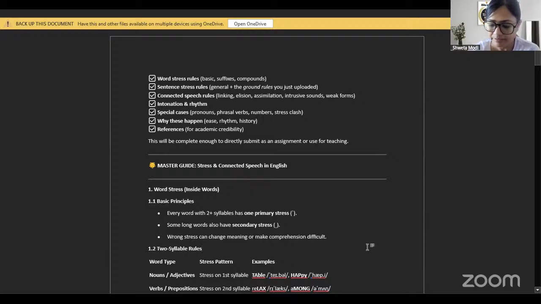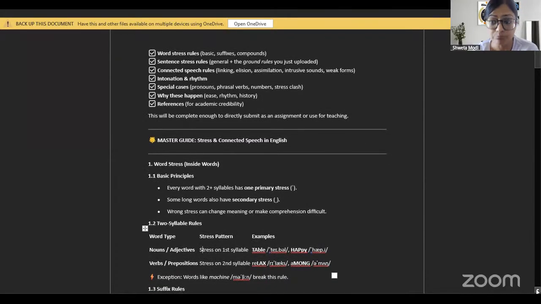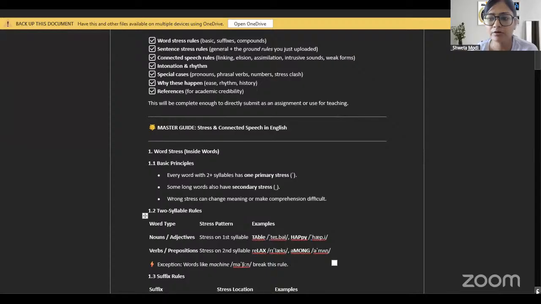So let us just begin with the basic principles, which says that every word with more than two syllables will always have one primary stress. But if the word is a long word, you may have secondary stress as well. If you don't stress on the right word, wrong stress can change the meaning and make the comprehension difficult.